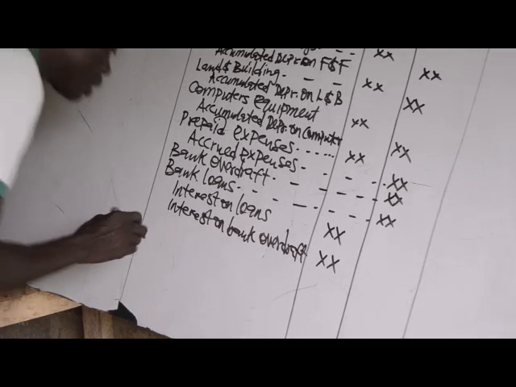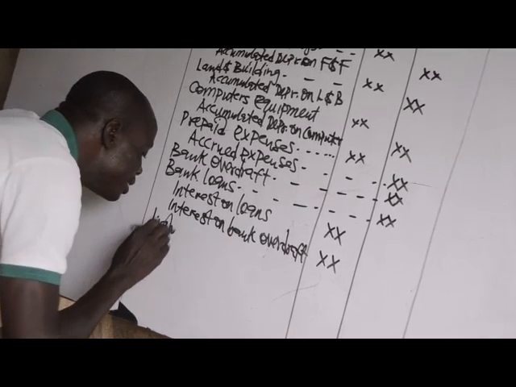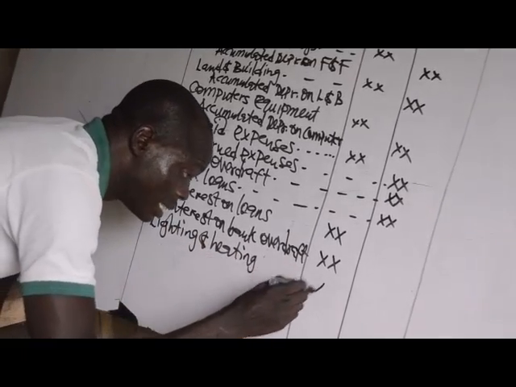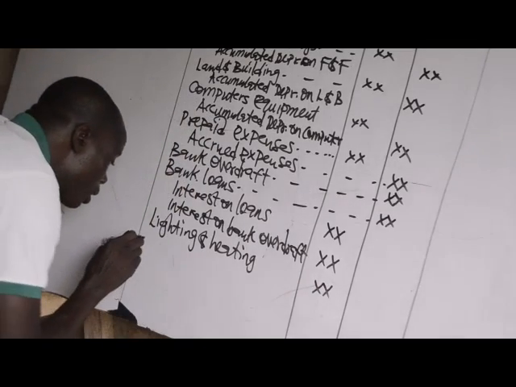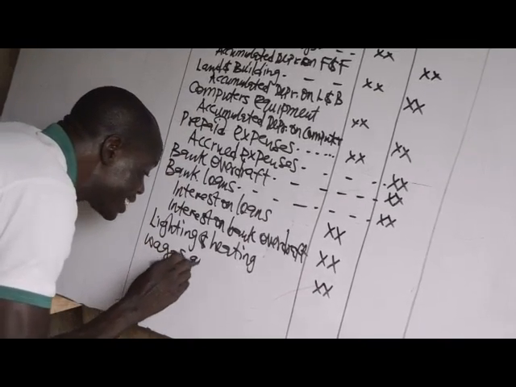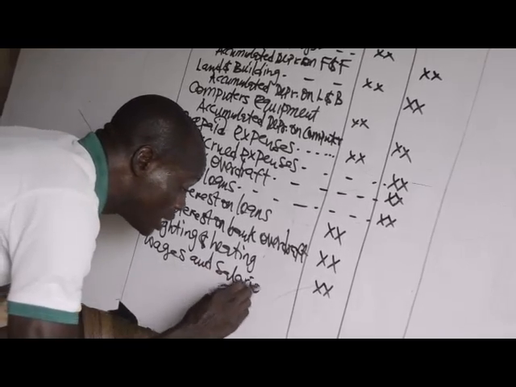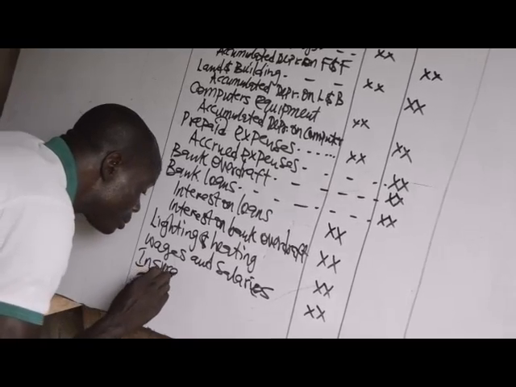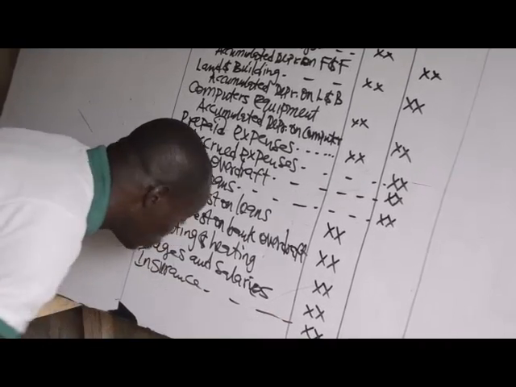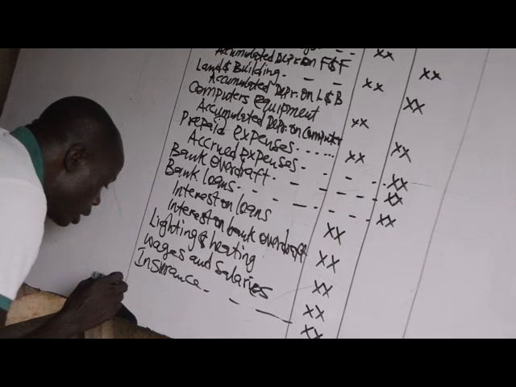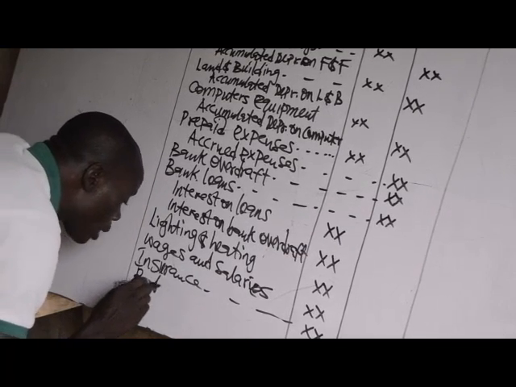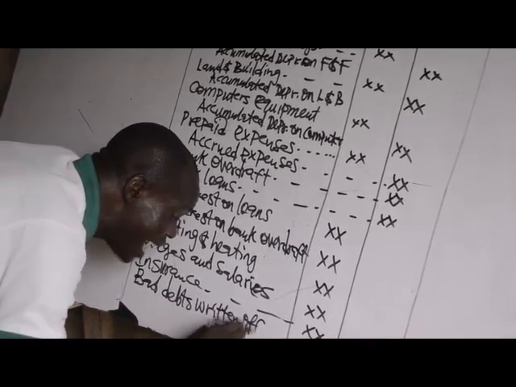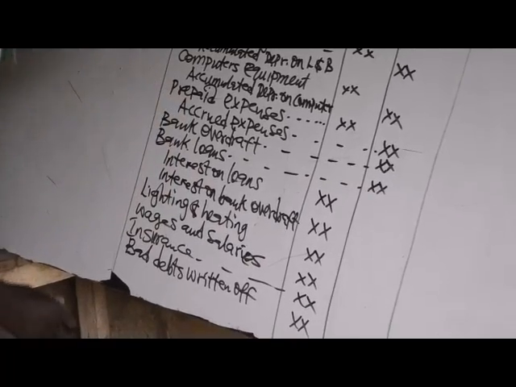Then, lighting and heating is an expense. Expenses should take a debit entry. Wages and salaries is an expense. It will take a debit entry. Insurance is an expense. It will take a debit entry. Then bad debts written off is an expense. It will take a debit entry.